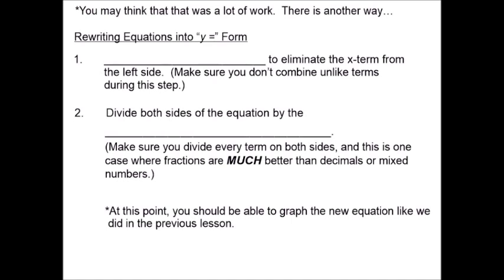First thing we want to do is either add or subtract. We're going to eliminate the x term from the left side, and make sure you don't combine unlike terms during this step. That's a mistake that people tend to make a lot. Once we've done that, we should have y equals some other stuff on the other side.